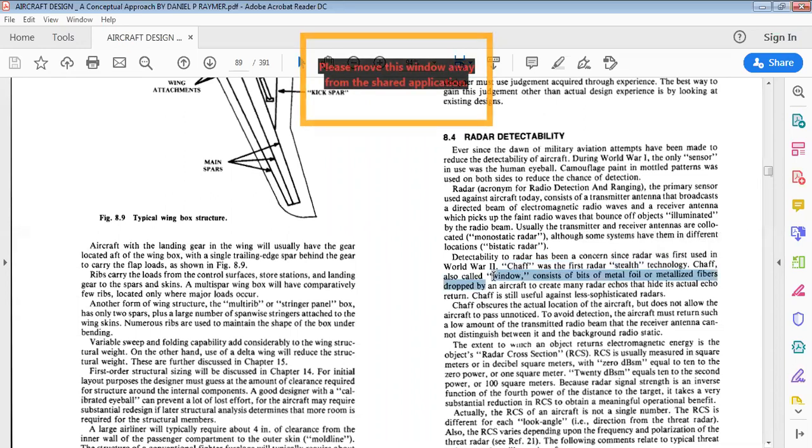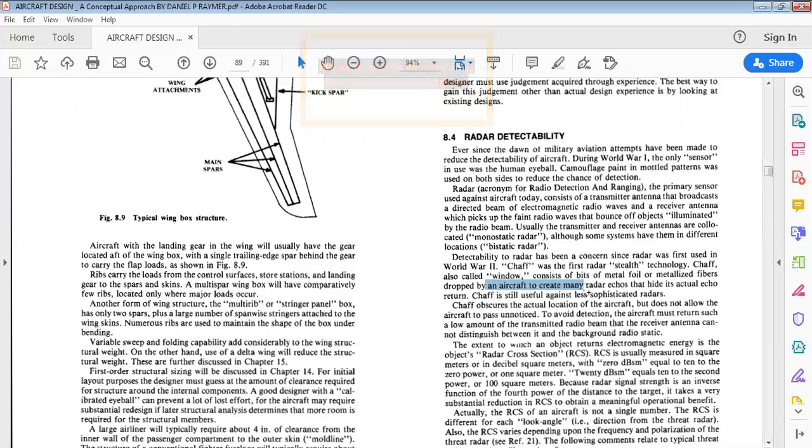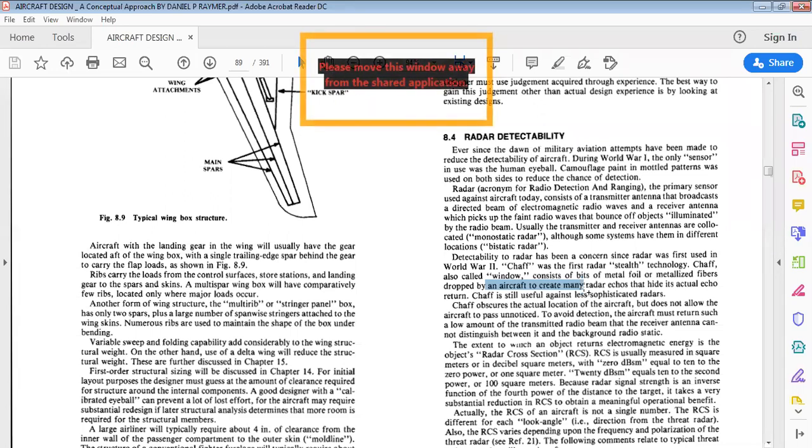Chaff, also called window, consists of bits of metal foil or metallized fibers dropped by an aircraft to create many radar echoes that hide its actual echo return. So at that time we will not come to know, because it is forming different echoes, so the system will not recognize where the object lies. The bat is a natural radar. Whenever it wants to find prey at a distance, it sends out its signal, it hits the prey and comes back. So the distance traveled going and coming back is divided by 2.